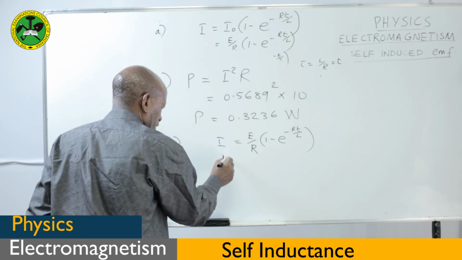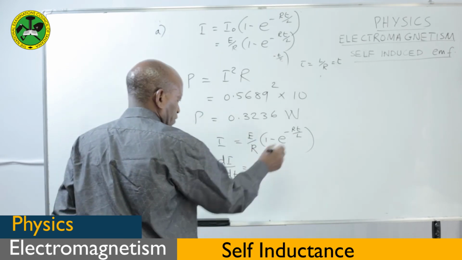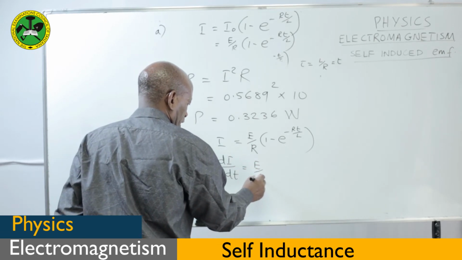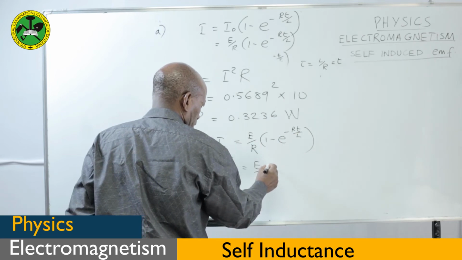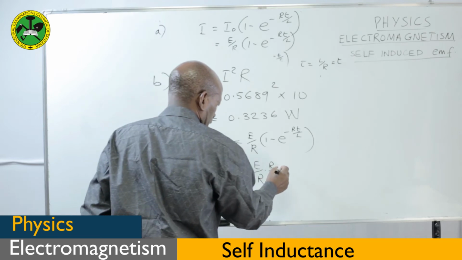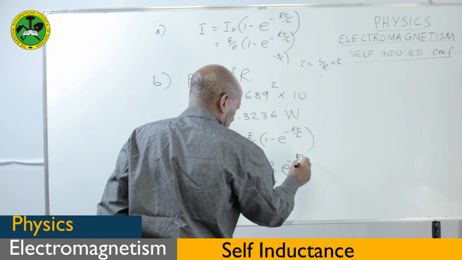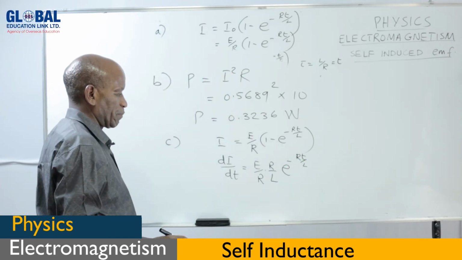So the rate of change of the current is equal to di dt. Differentiating this with respect to time t, we are going to get E over R times the derivative of this with respect to t. This will be equal to R over L, e power minus Rt over L. So we have that particular expression.